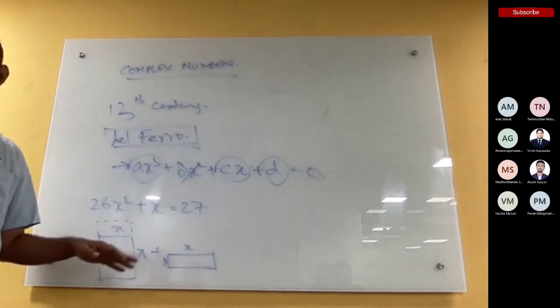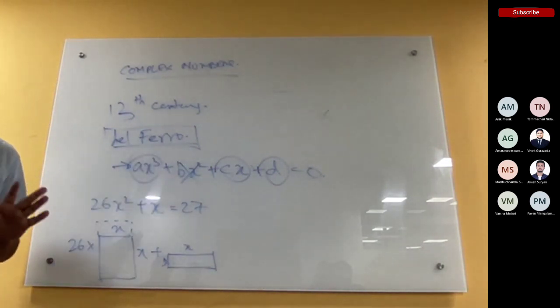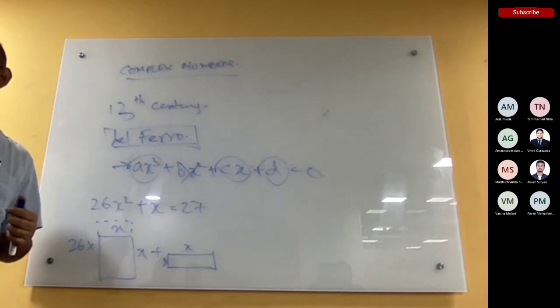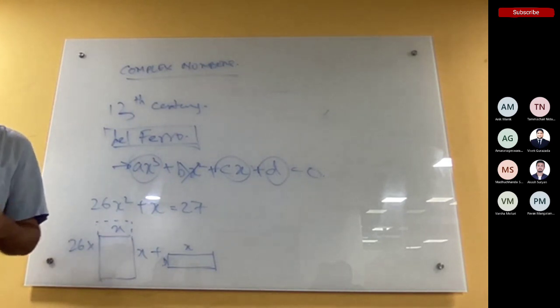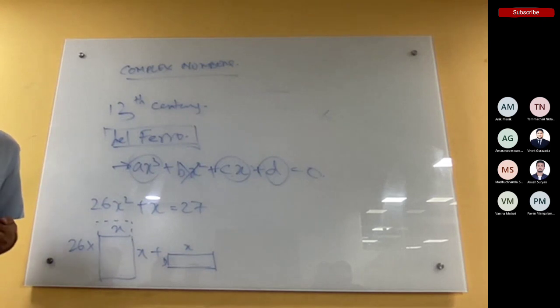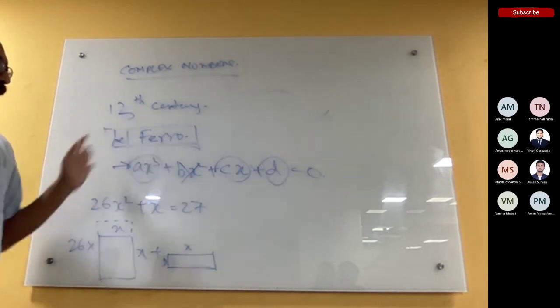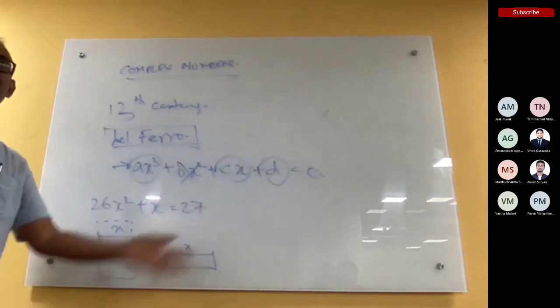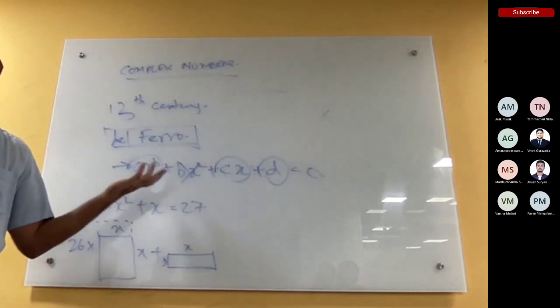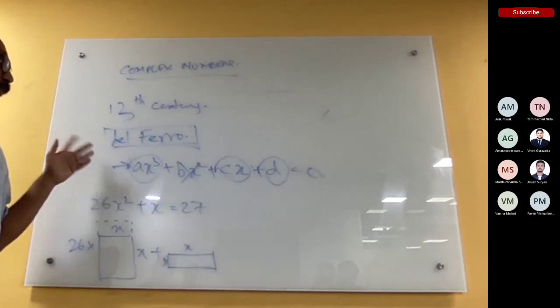So if you knew a general answer, you would keep it to yourself. You would never say it. Because then whoever comes to challenge you, you can give him those problems, he can't solve them, you win, and you keep your position. Makes sense, right? If Del Ferro told this solution, then everybody would know, and there would be no advantage with Del Ferro.